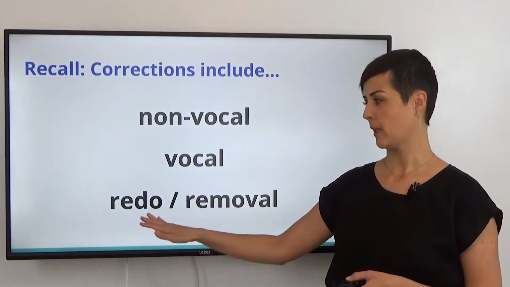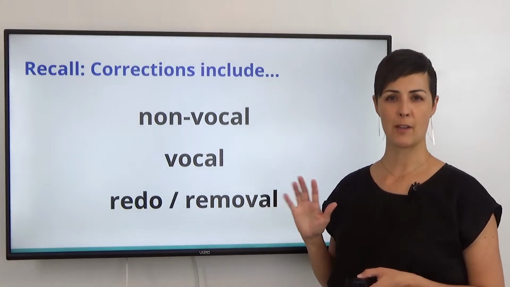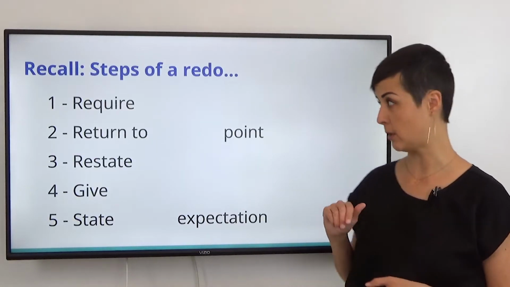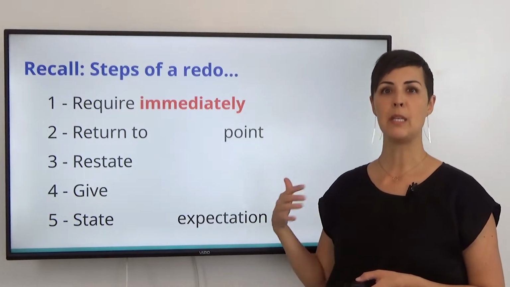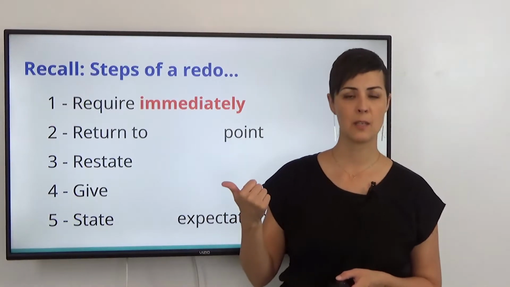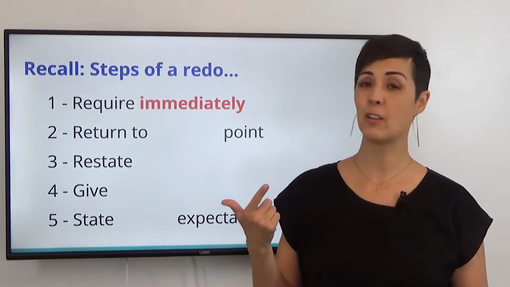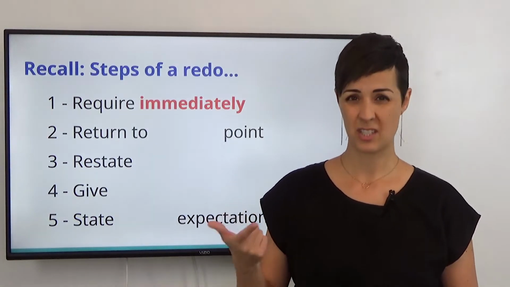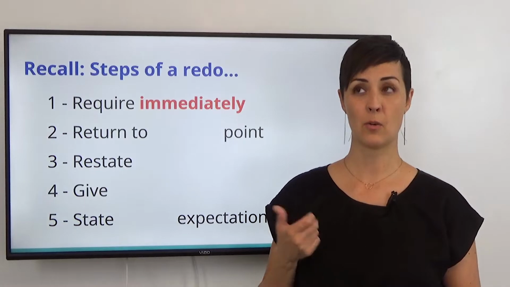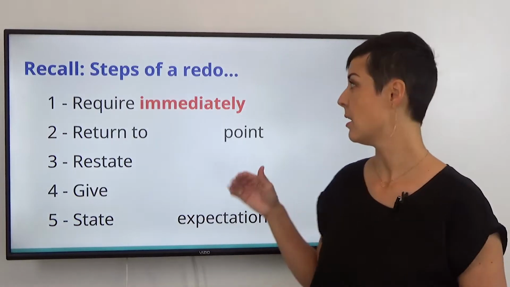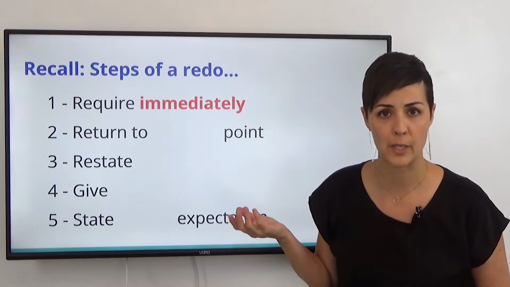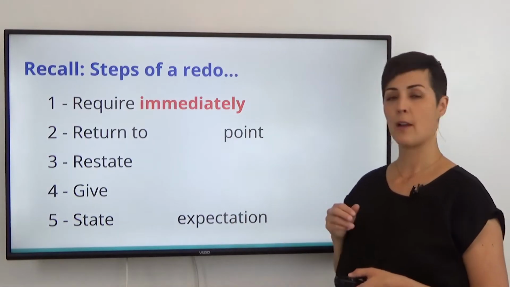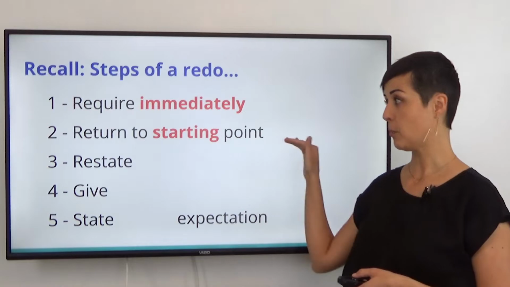So let's review, if you don't mind, the 5 must-haves of a redo. We said, first of all, redos should be required immediately. If I have just stated my expectation or I've just given a vocal correction and there's still an infraction of the rule, the student or students still don't meet the expectation, then I'm immediately going to require the redo, assuming that's the appropriate intervention. I'm going to have the student or students return to the starting point.